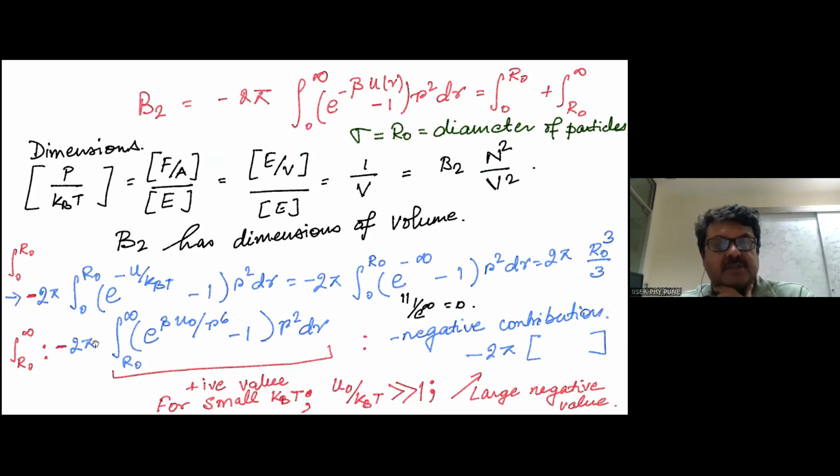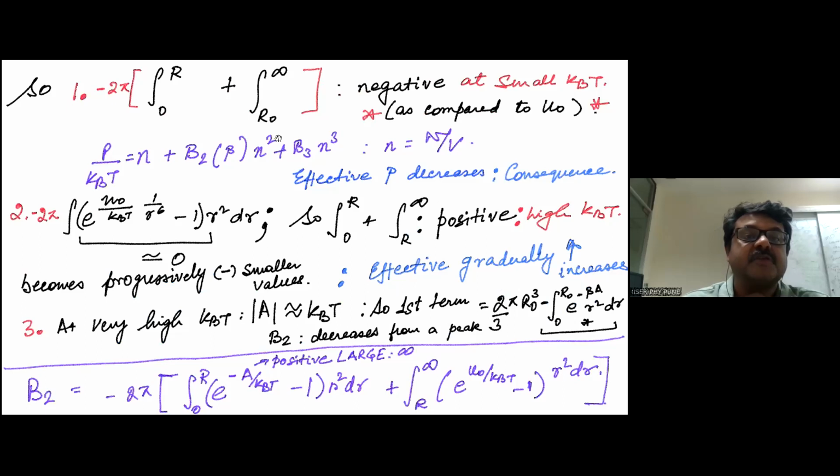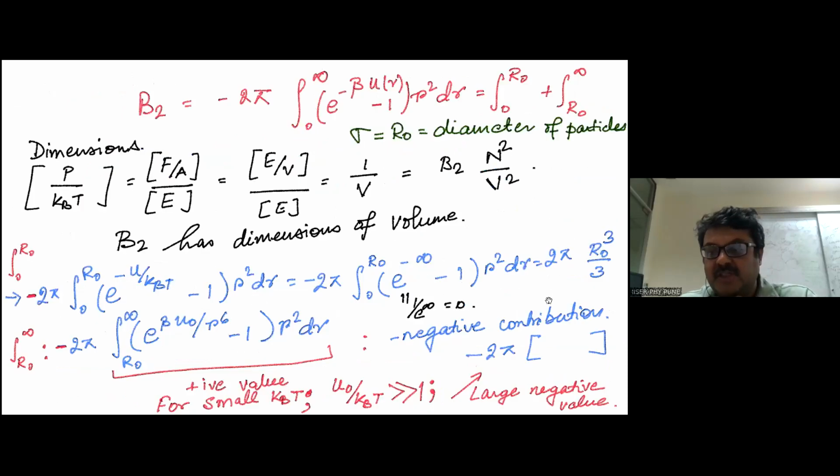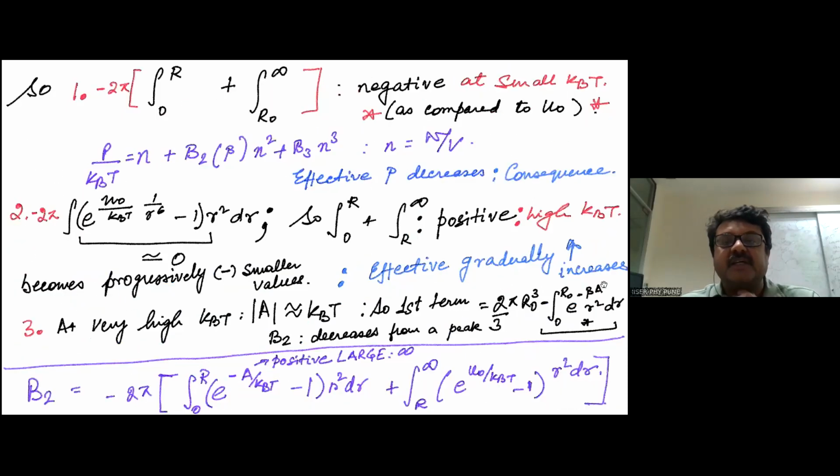Yeah, you have to consider the minus 2 pi as well. So if you consider the minus 2 pi, it will be a large negative number. So the contribution from this is going to be large negative. The contribution from minus 2 pi into this is going to be 2 pi r0 cube by 3. That is going to dominate, and it's going to be negative.